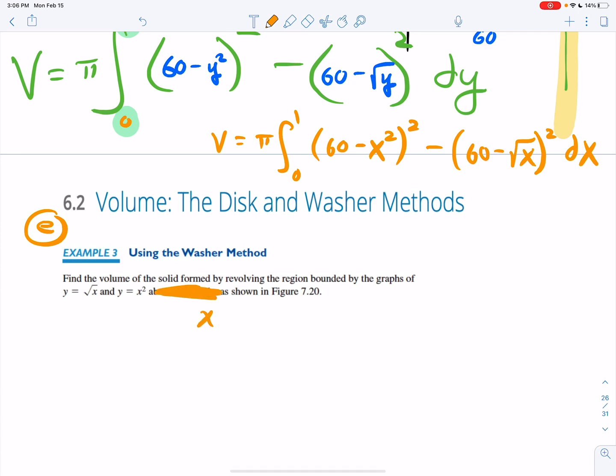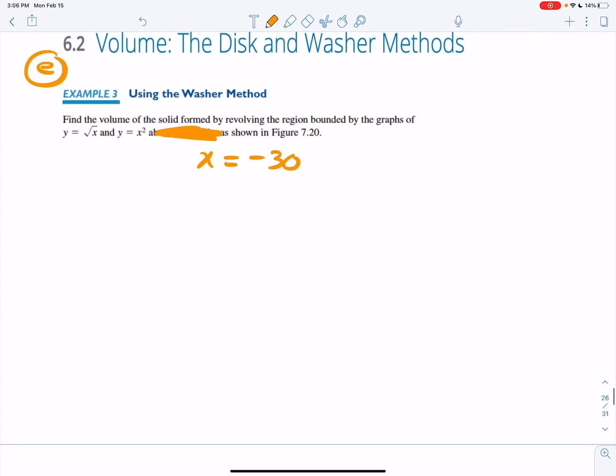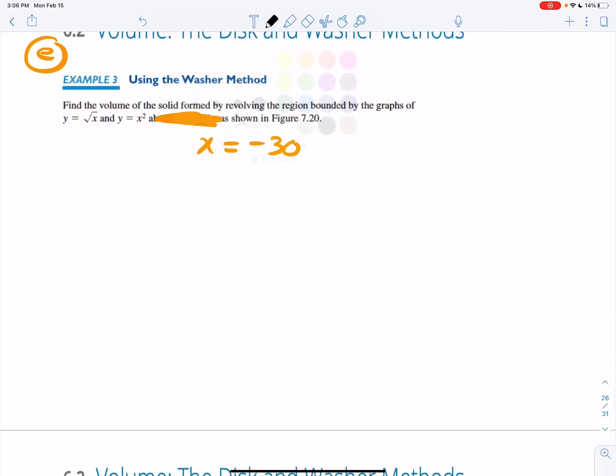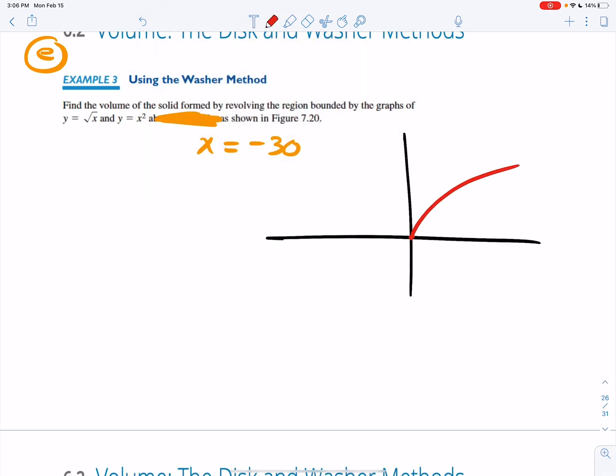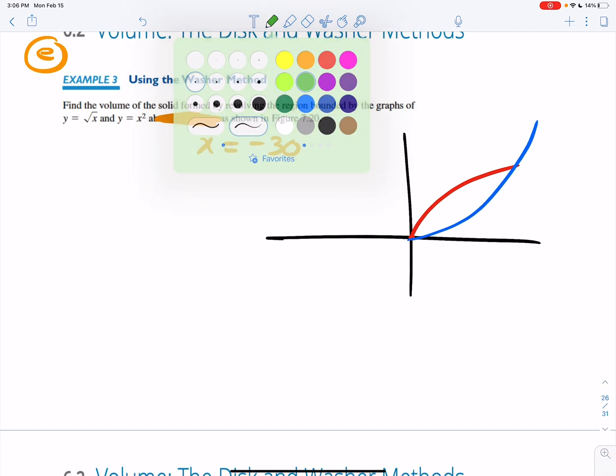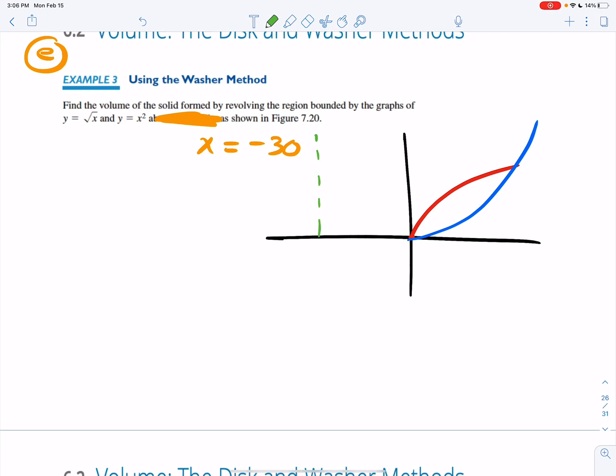What if I wanted to rotate about x equals negative 30? Try this one out here. Draw a picture. Don't try to do this without a picture, okay? I'll draw the first part for you, but you guys can do it here. x equals negative 30 is right over here. It's a vertical line, which is where we're rotating about. I want you guys to pause this video now and then try to go as far as you can here.